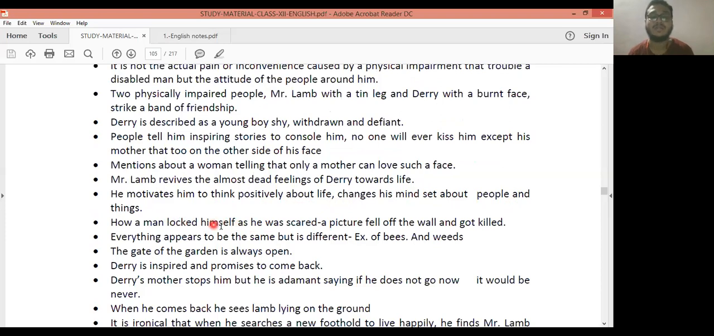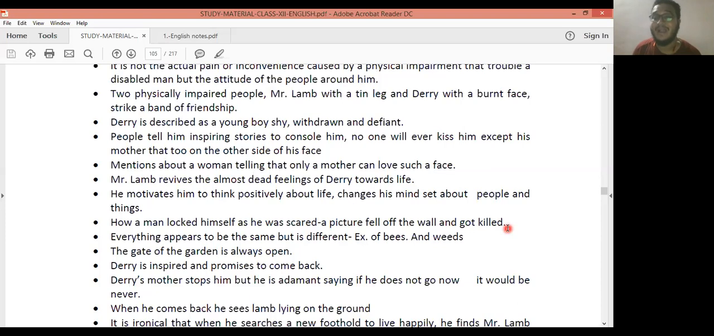How a man locked himself in as he was scared. A picture fell off the wall and killed him. Yes, the same story, students. A few minutes before, I was showing this on the last page, and I shared that story. So what happened? A man was afraid. He was a man of fear. He was having some kind of worry, some kind of tension. He wanted to be away from the people because he would die. Because he would die, and death is inevitable. That compulsion is going to come. All will die one day.